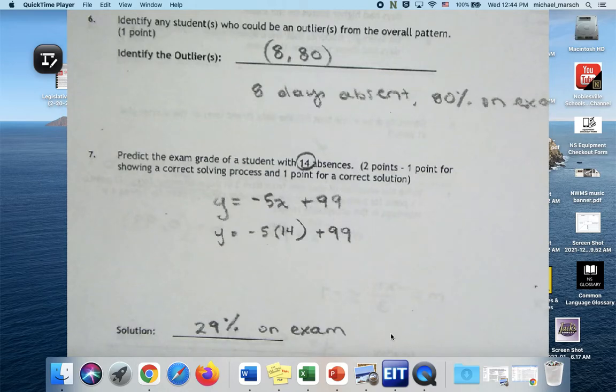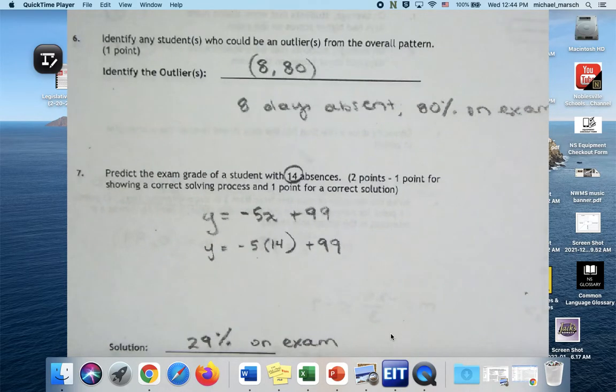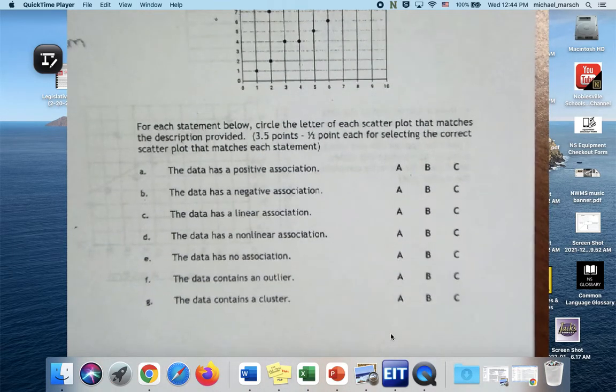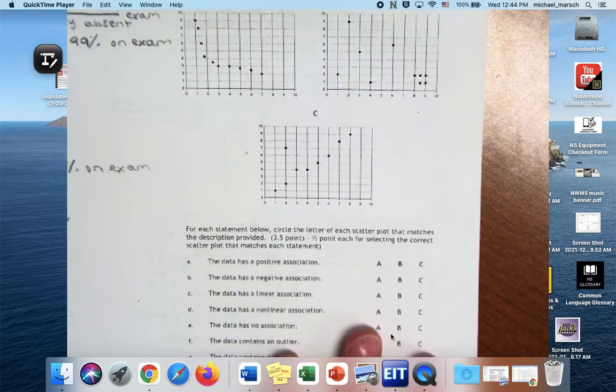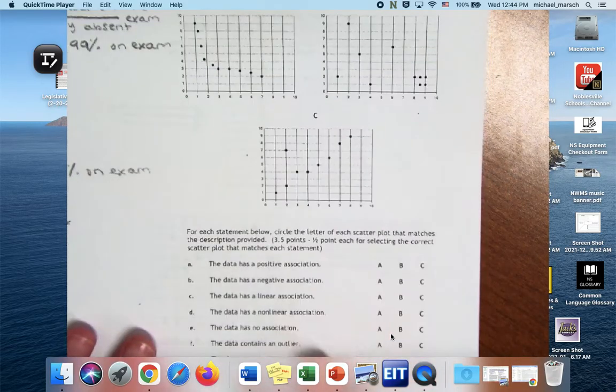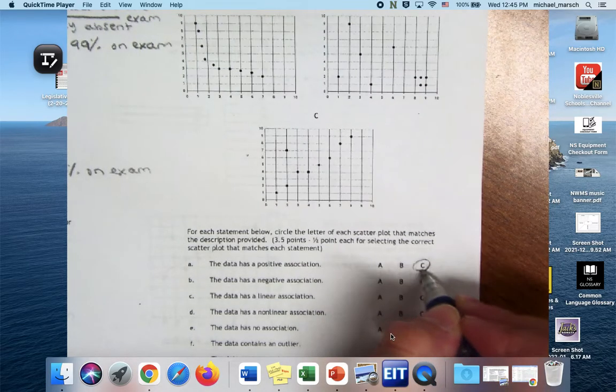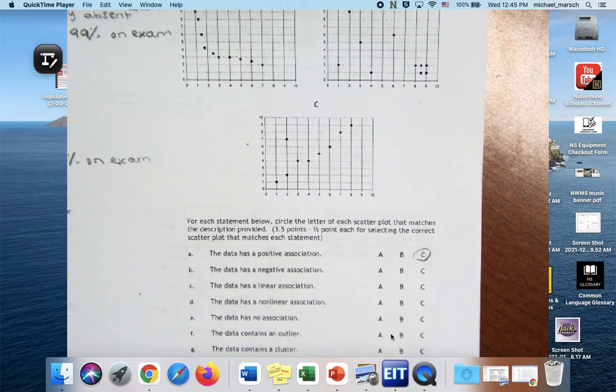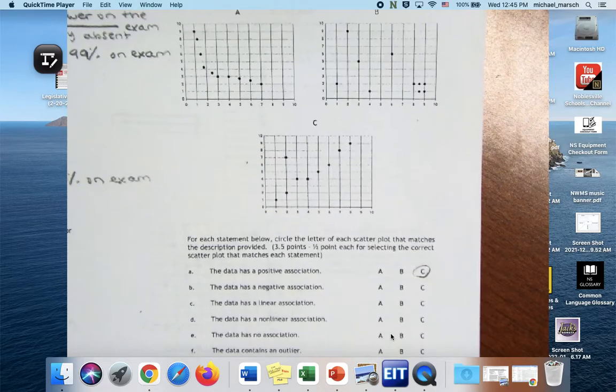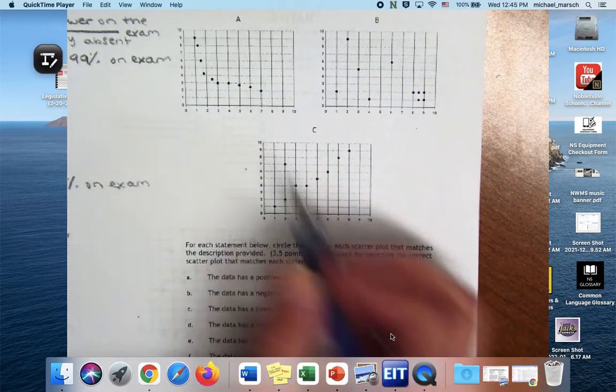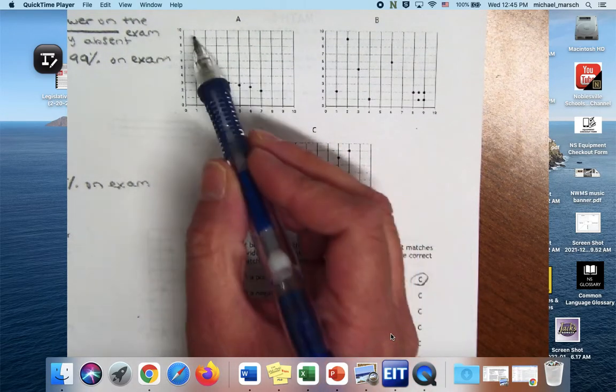Okay, now we're going to look at number 8. We have these 3 scatter plots, and we're going to match them up to these scenarios down here. Which scatter plot has data with a positive association? C. Which one has data with a negative association? A. It's nonlinear, but it's negative, right? It's dropping.